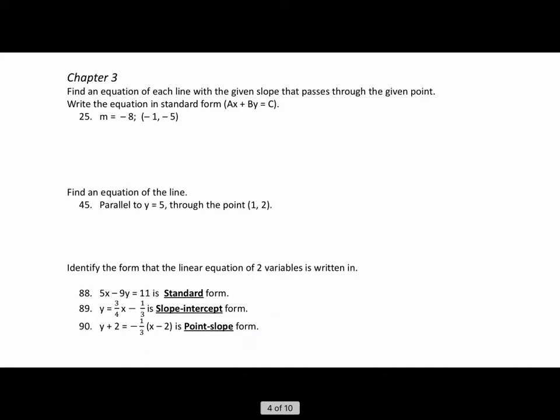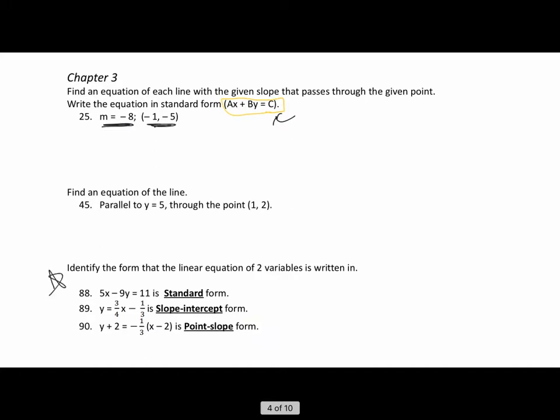So find an equation of each line with the given slope that passes through the given point. Write the equation in the standard form. So this is the standard form here, ax plus by equals c. And so for number 25 here, we're given a slope and we're given a point. Well, this does not have a slope or a point. So we're going to have to use a different form of an equation in order to write that equation.